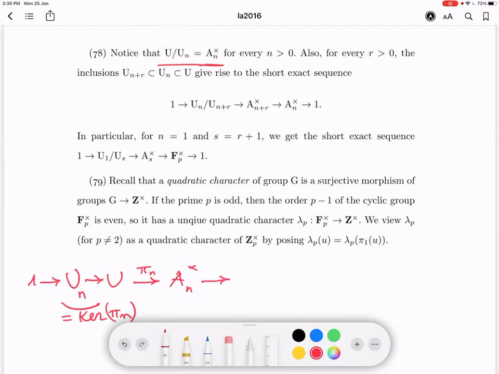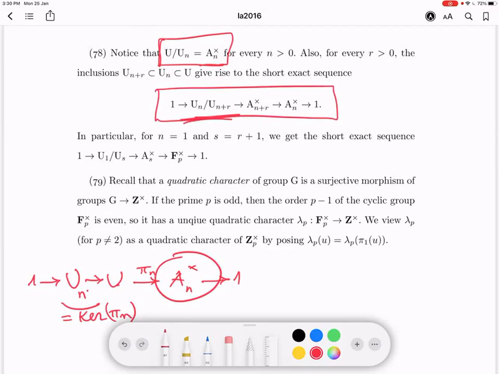And this is surjective. This π_n is surjective. That is why, because of this short exact sequence, this is this modulo this. So that's what gives you this. And in fact, for every r, you can look at U_n modulo U_{n+r}. You can look at this. So there's going to be a short exact sequence like this.